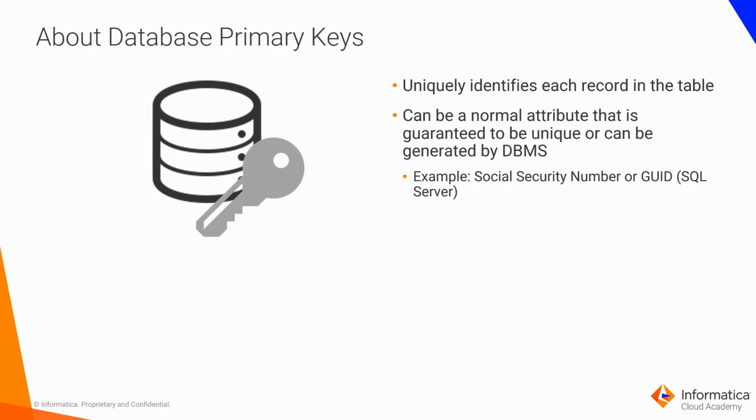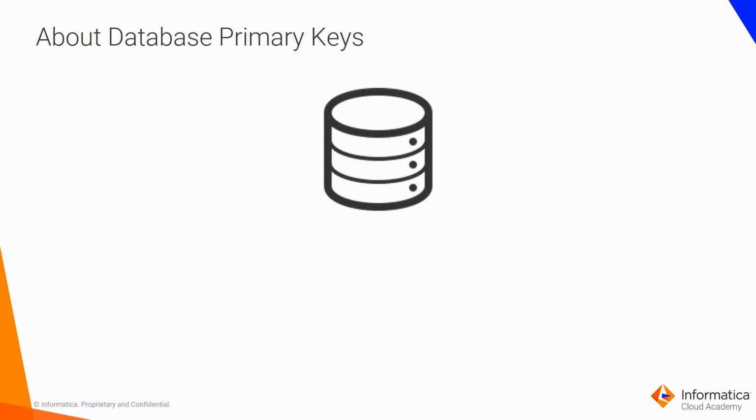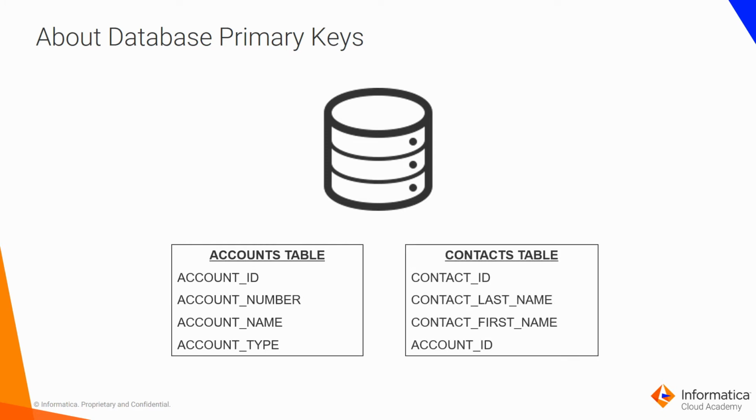Alternatively, a primary key field can be generated by the database management system. For example, a global unique identifier, or GUID, in Microsoft SQL Server. Also, primary keys may consist of a single attribute or field, or multiple attributes in combination. Here are two tables from a relational database, the Accounts and Contacts tables. Each table has a primary key field. For the Accounts table, it is the Account ID field, and for the Contacts table, it is the Contact ID field.